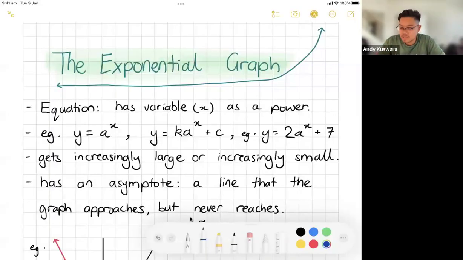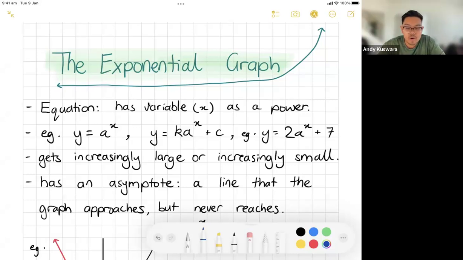So today we are talking about exponentials. Exponentials is another one of our nonlinear relationships, and it kind of looks like what I've drawn there. It gets larger and larger increasingly, or smaller and smaller increasingly. Let me quickly go through this.